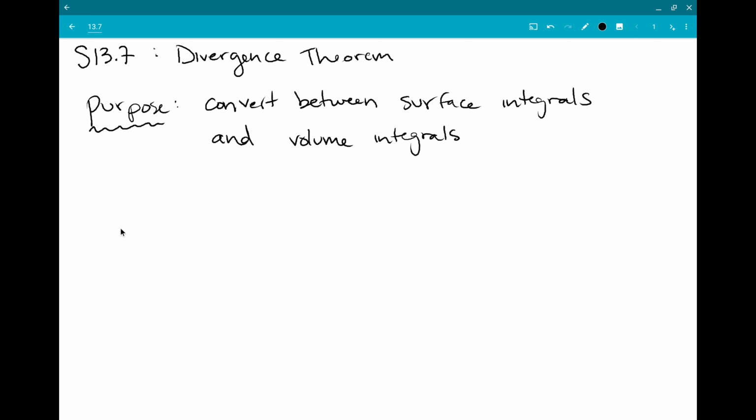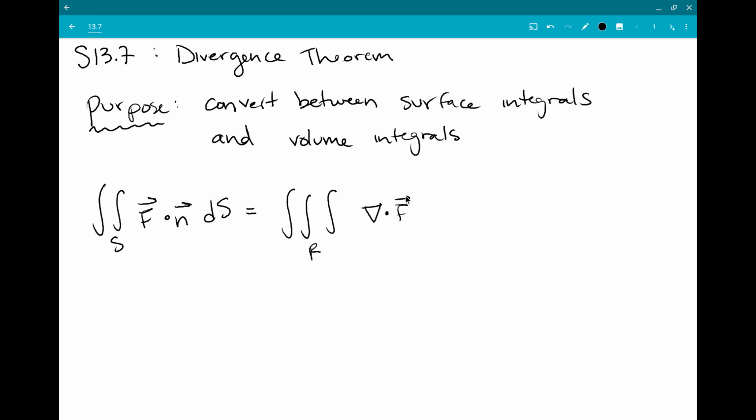And the statement of the theorem is this. So if you're thinking about some surface integral, and we'll discuss the details of it after this, then you can convert it into a triple integral over a corresponding region of your divergence, del dot F. And so all the different pieces here are that you're going to be thinking about a closed surface.